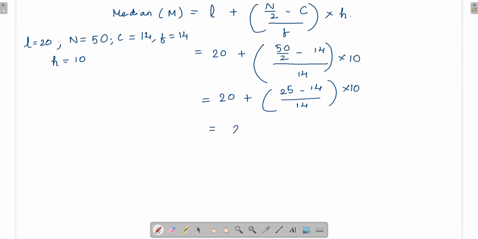So that is equal to 20 plus 25 minus 14, which will be 11. So 11 by 14 into 10. So that is 20 plus 110 by 14. So let us divide 110 by 14.